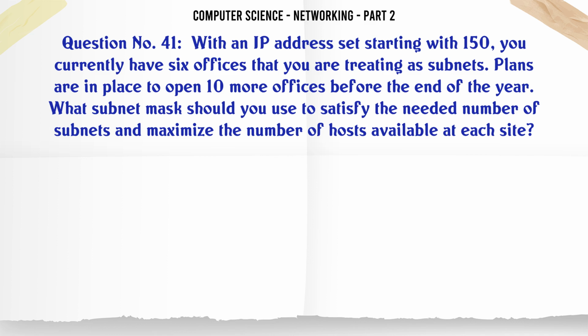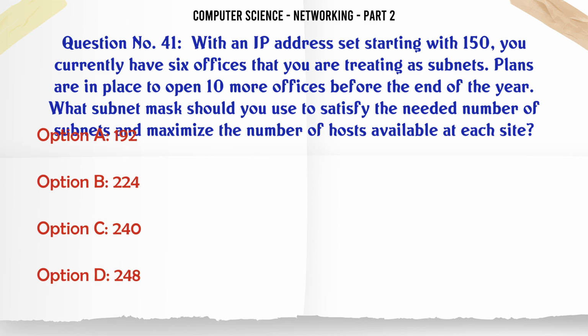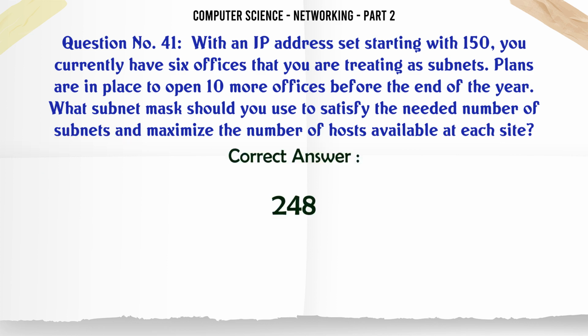With an IP address set starting with 150, you currently have 6 offices that you are treating as subnets. Plans are in place to open 10 more offices before the end of the year. What subnet mask should you use to satisfy the needed number of subnets and maximize the number of hosts available at each site? A. 192. B. 224. C. 240. D. 248. The correct answer is 248.